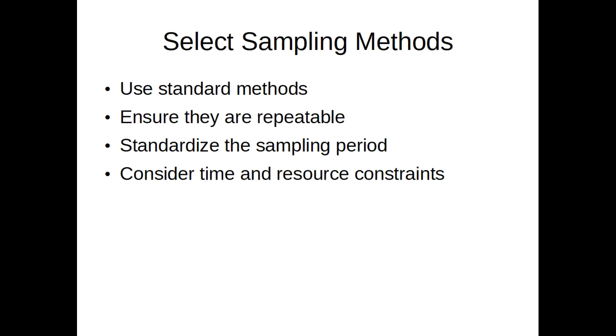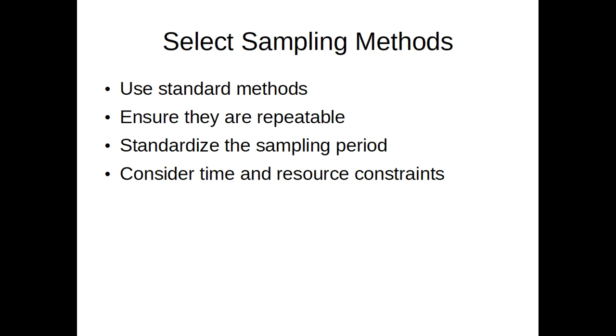When selecting sampling methods, it is important to use standard sampling methods to establish quality assurance protocols and ensure the comparability of data. Ensure the sampling methods are repeatable. Consistent methods make consistent results. Standardize the sampling period. The composition and abundance of taxa in a biological assemblage will change during the course of a year.